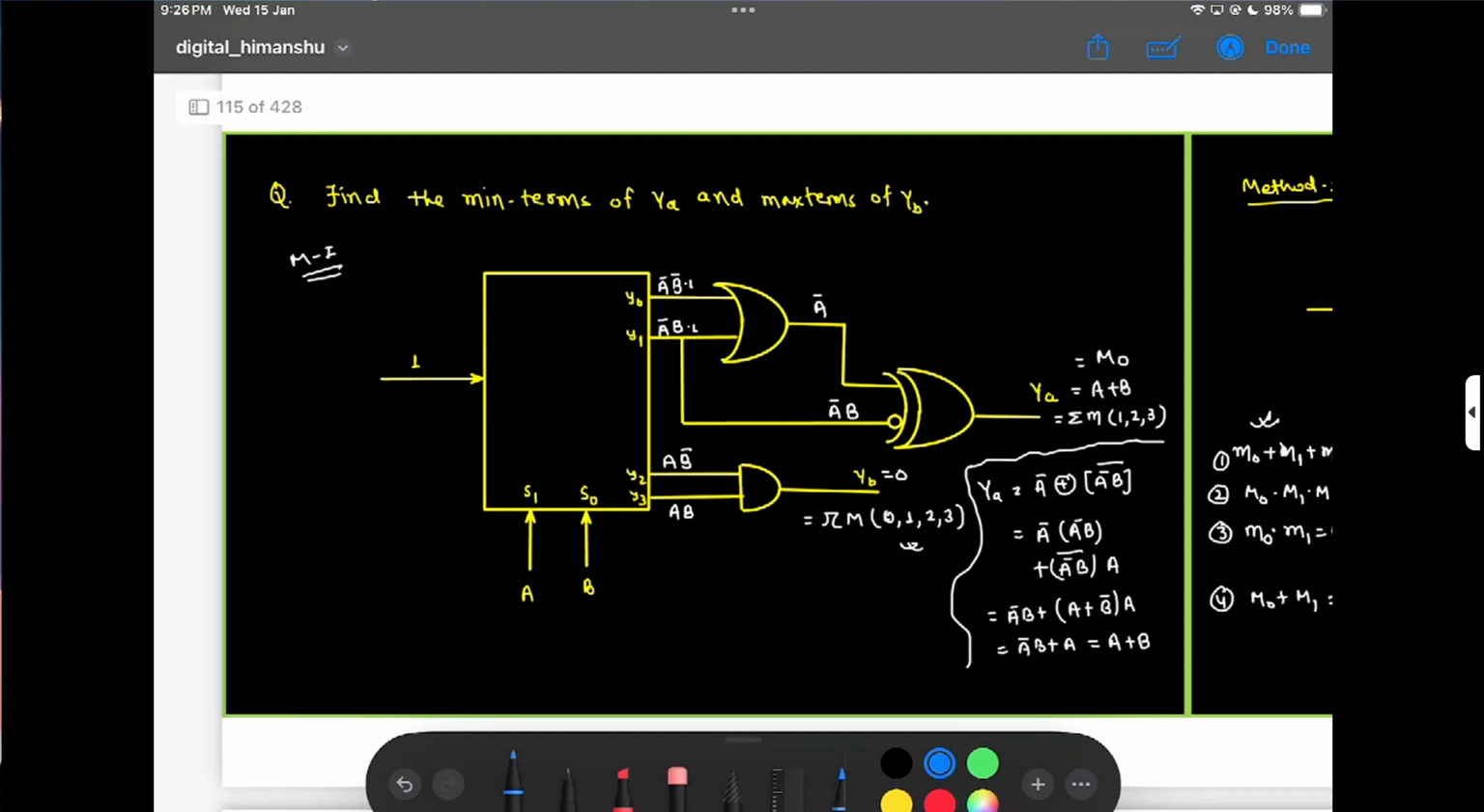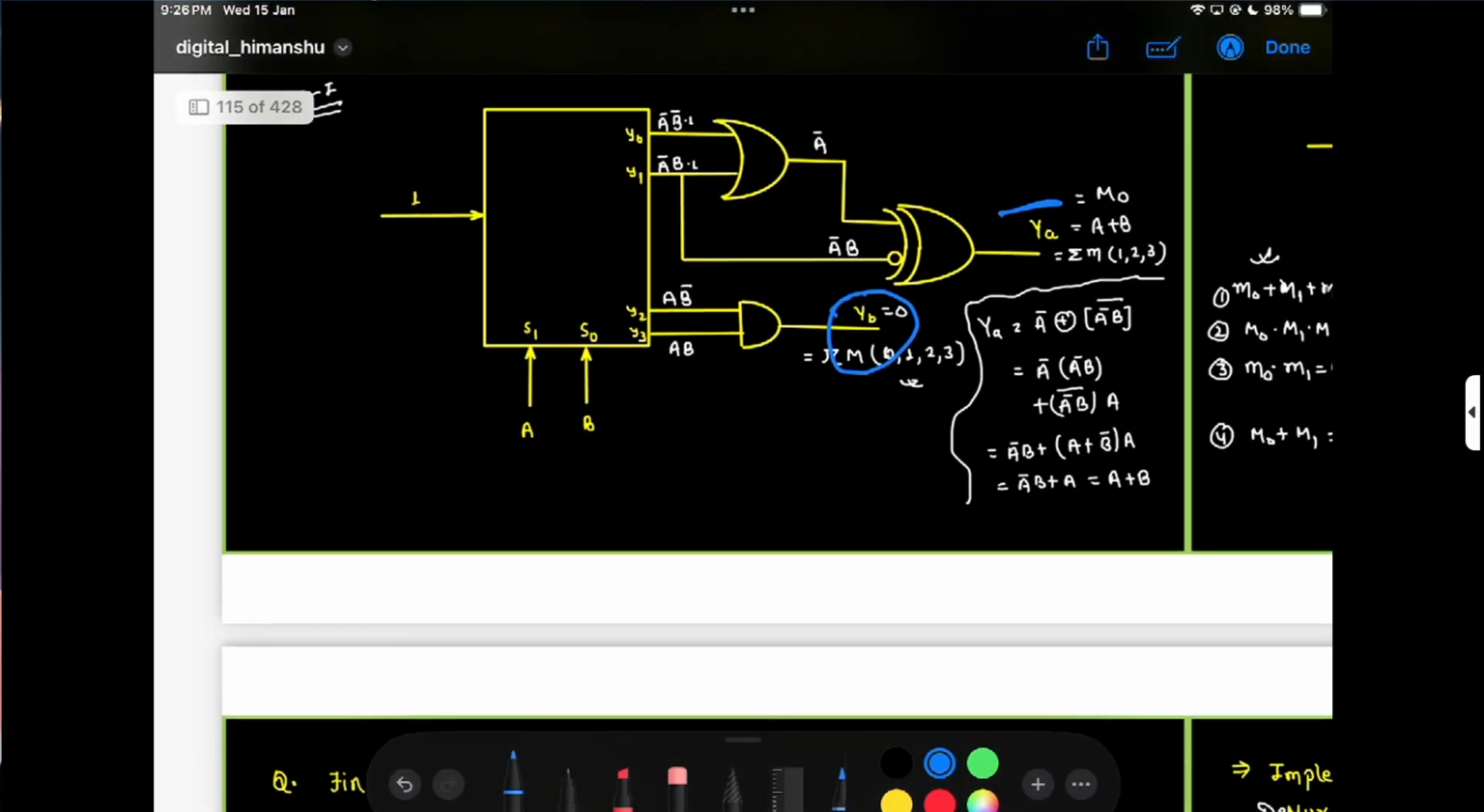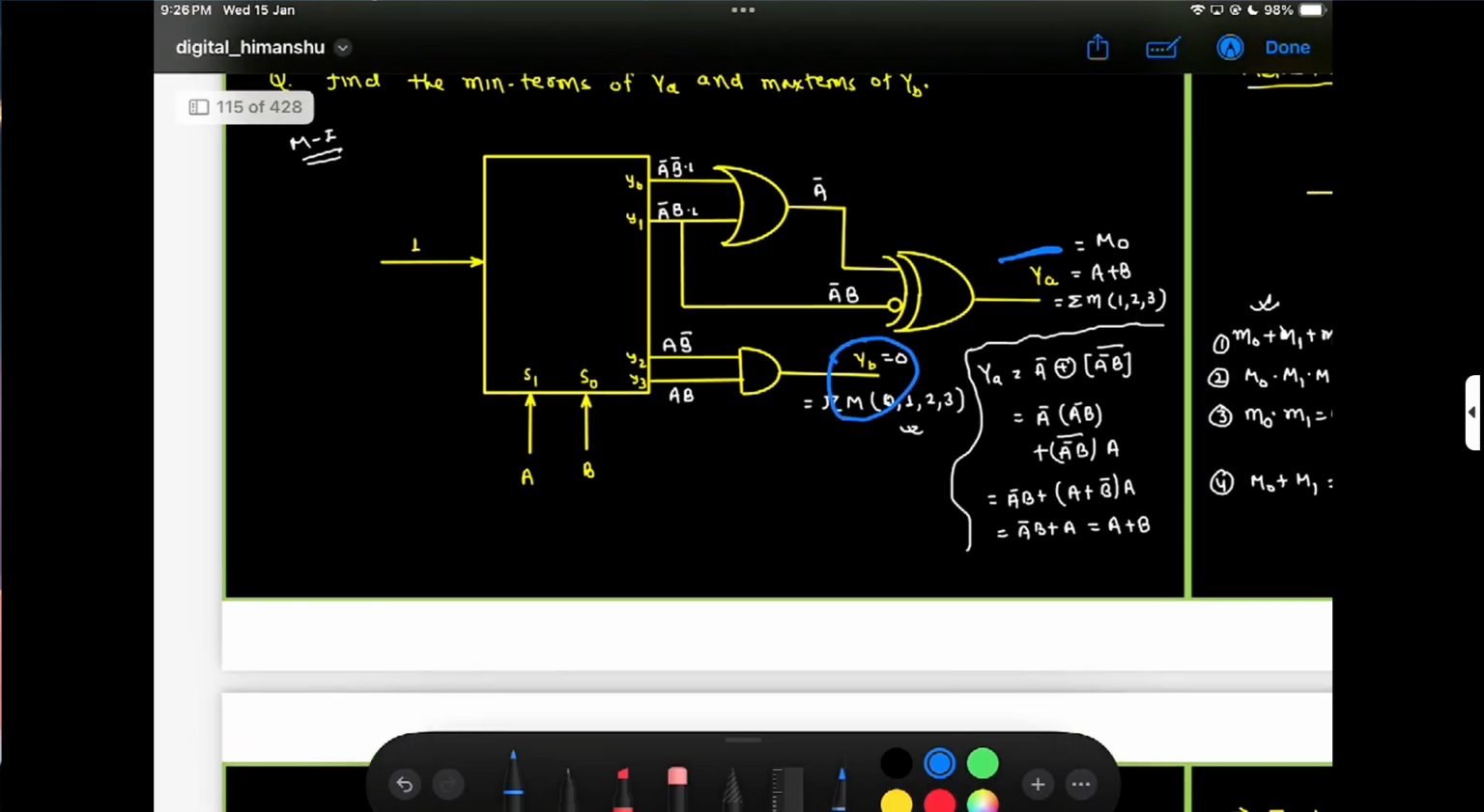Find the min terms of YA and max terms of YB. Here is the max term and here is my min term. How can I get them? Here my inputs are Y0 and Y1. Y1 is A bar B, and here is 1. So 1 and Y1. Y1 is my A bar B.